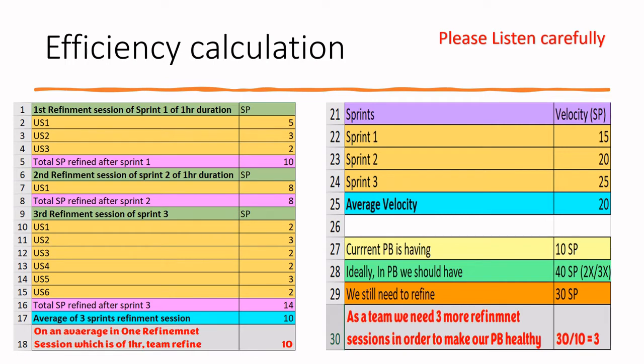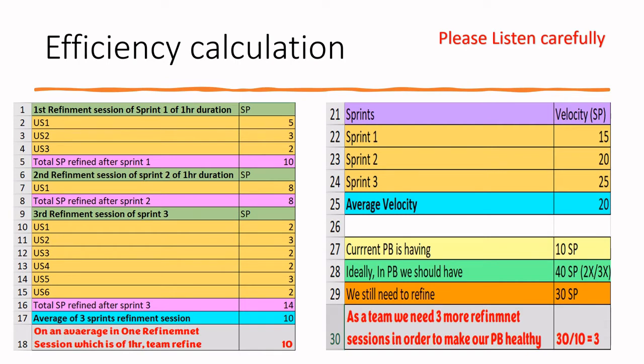Again, this is such an example of what we have predicted and we have done. It varies for every team. So 40 is the expectation, at least 2x. If I'm taking 20 into 2, at least 40 is the expectation. But in my current product backlog, just 10 story points alone are refined. Still, I need 30 story points. That is the orange one. We still need to refine 30 story points.